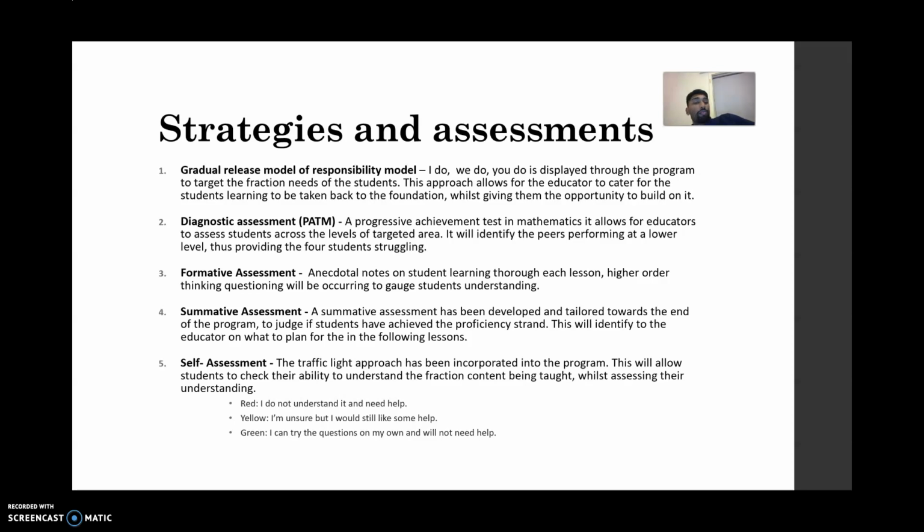Self-assessment. I put self-assessment strategies in each lesson. This allows students to check their ability to understand fractions that are being taught to them. So if the student still doesn't understand what's been taught, they can hand the teacher the red light, so the teacher is aware that they'll have to expand on it within the next lesson. If the student's unsure but they're kind of grasping the concept, they hand the yellow light. And if the student is aware of the concept and they've grasped it, they use the green light to the teacher.